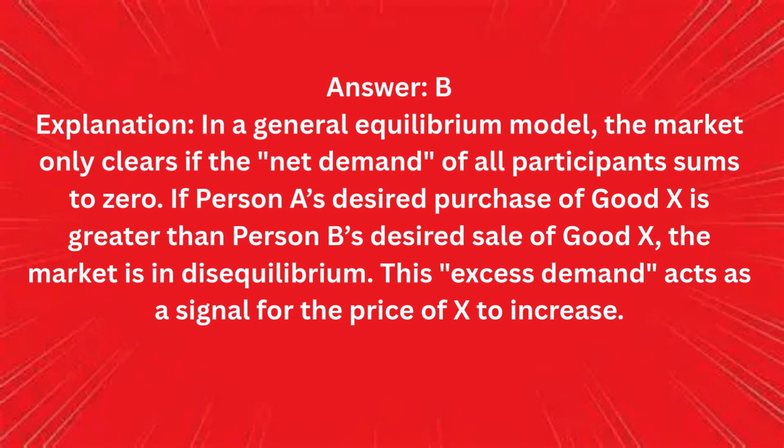Answer: B. In a general equilibrium model, the market only clears if the net demand of all participants sums to zero. If person A's desired purchase of good X is greater than person B's desired sale of good X, the market is in disequilibrium. This excess demand acts as a signal for the price of X to increase relative to the price of Y.